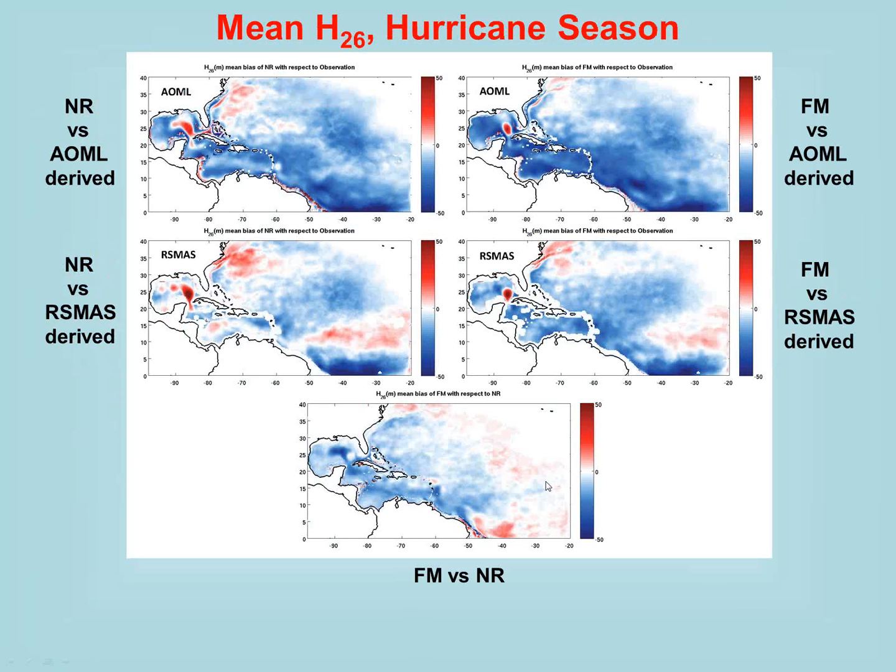26 degrees Celsius isotherm. This is during 5 hurricane seasons only. So what we see on top is the RMS difference between the nature run and the observations from the AOML product at the upper left. And here we have the difference between the nature run and the Rasmus-derived product. On the upper right and middle right, we have the same field for the forecast model. And here we have the forecast model versus the nature run.